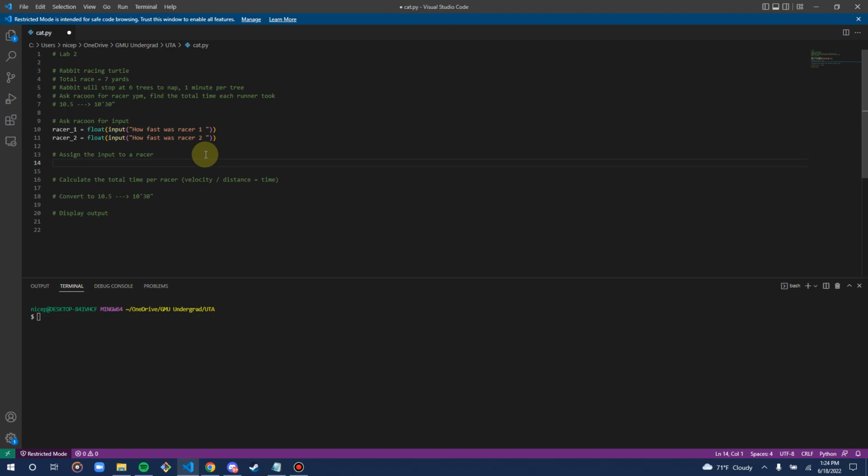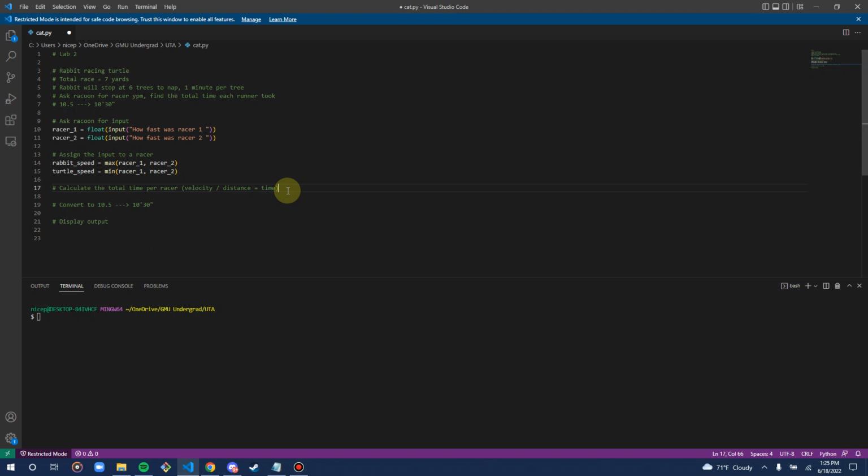Next I'm going to assign each YPM to a turtle or rabbit. So I'm going to say rabbit speed equals the max of the two, racer 1 and racer 2. What the max function does is it will take a variable amount of arguments and then return the max value, assuming they're all similar data types. So I'm going to now find the turtle speed. So turtle speed equals the min of racer 1 and racer 2.